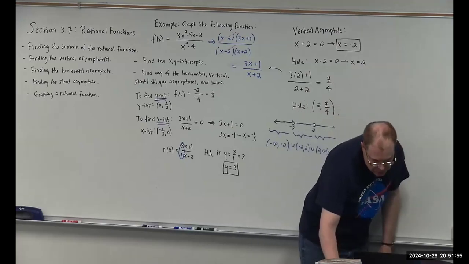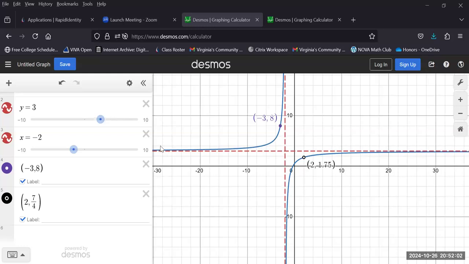And just to show you that one more time, the domain goes from minus infinity up to negative two. Negative two is not in there. And then between negative 2 and 2, notice that's where there's an open hole. And then from 2 to infinity.